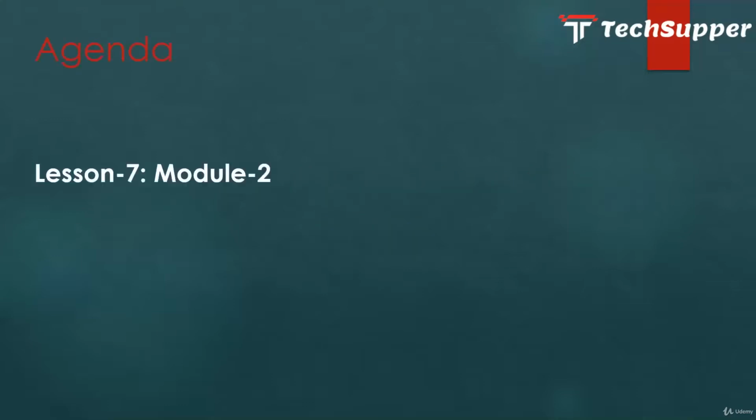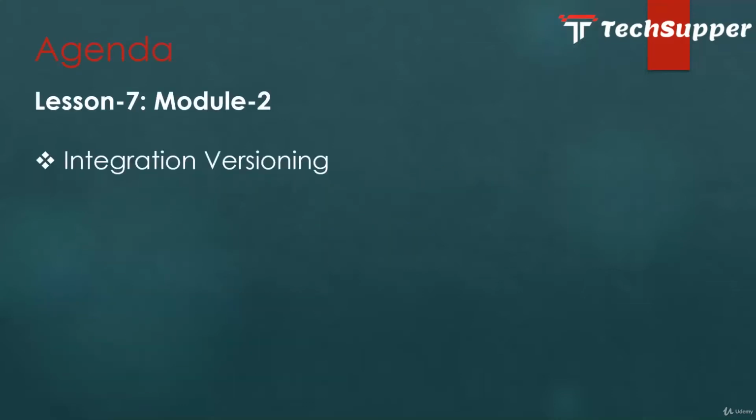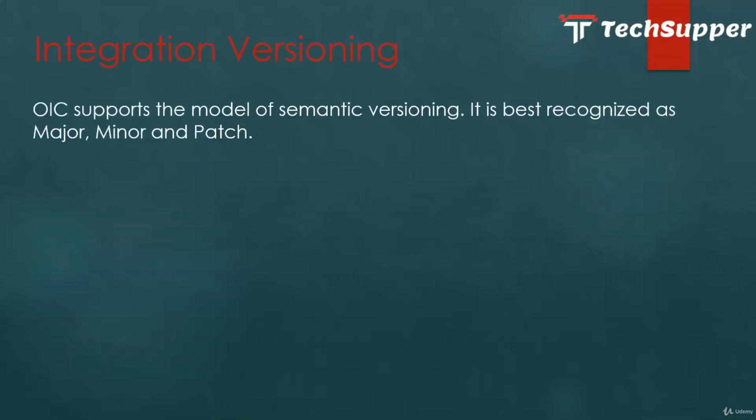So this video is part of lesson 7 and here we are going to cover the integration versioning and then code promotion. What is integration versioning? OIC supports the model of semantic versioning. It is best recognized as major, minor and patch.